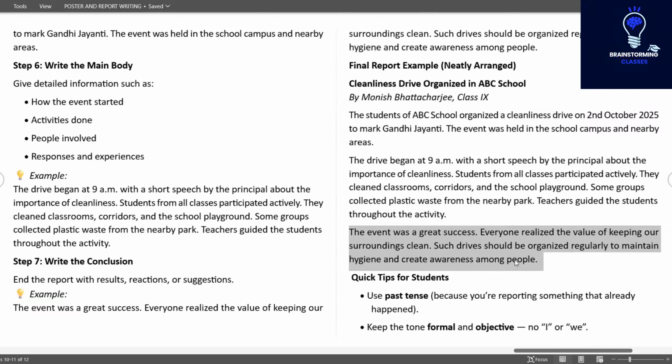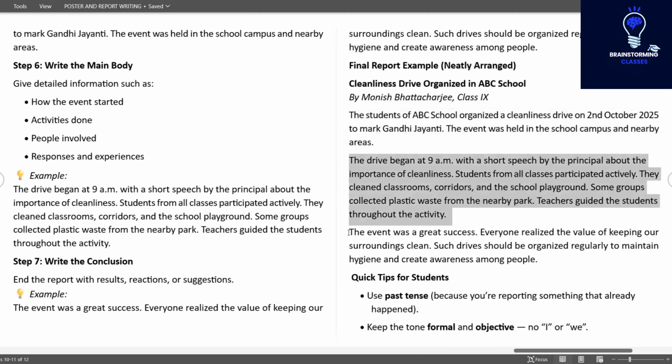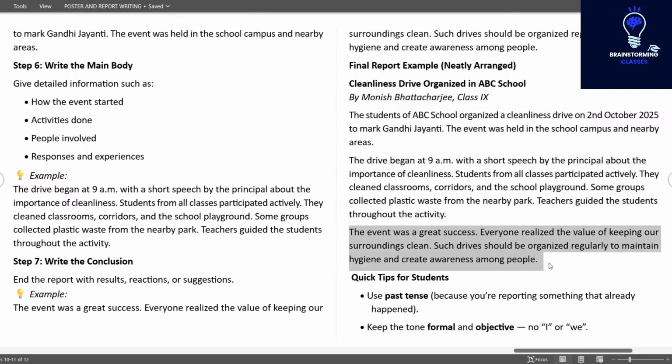So what is the structure? Your name byline is important first. Number two is the introduction. Then the body, and then the conclusion. This is very important, and the report has to be in past tense. Why am I saying this? Because you have already organized the event, and the report is published only after the event is over. So you have to write it in past tense.